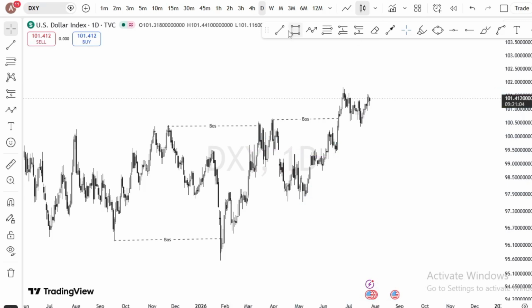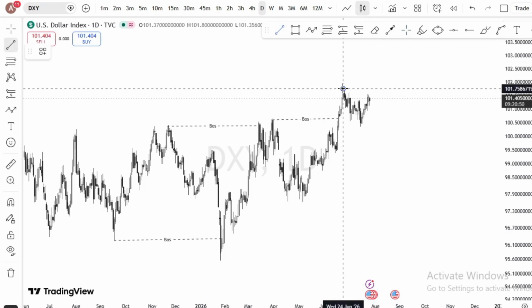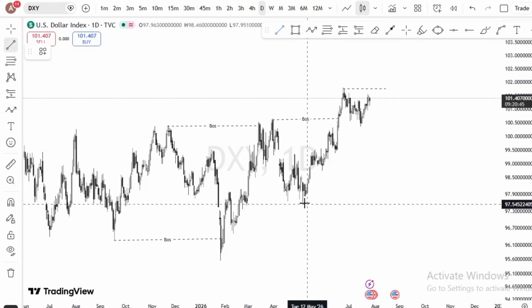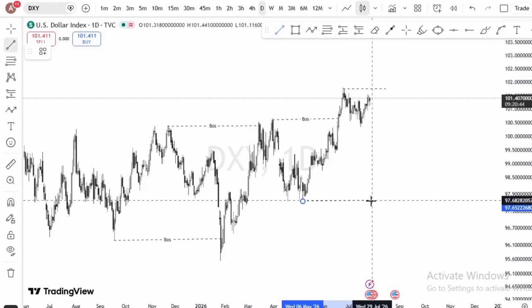All right. So now something is missing in the market and that thing is very, very important. And that thing is simply liquidity. So right now we are looking for liquidity in the market. So if you look here, we have our external high, that's our external liquidity. Then we have this external low, our external low liquidity.